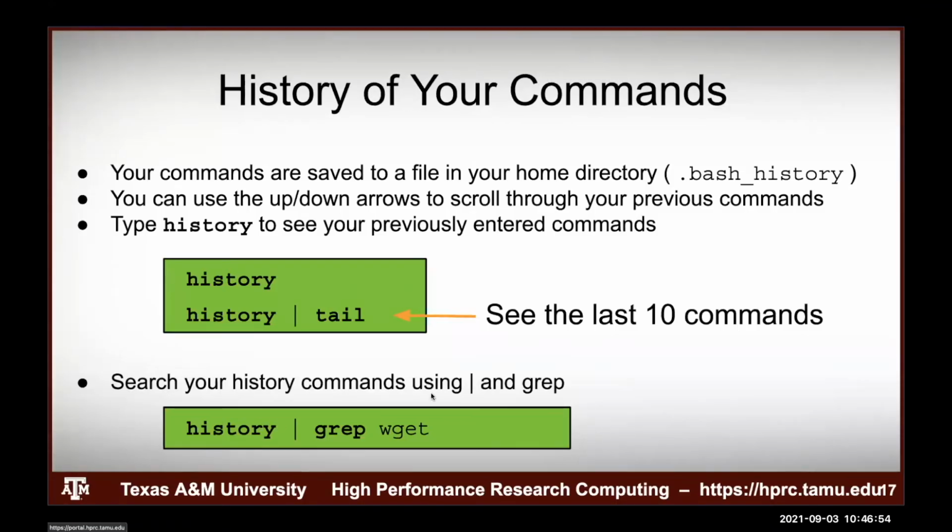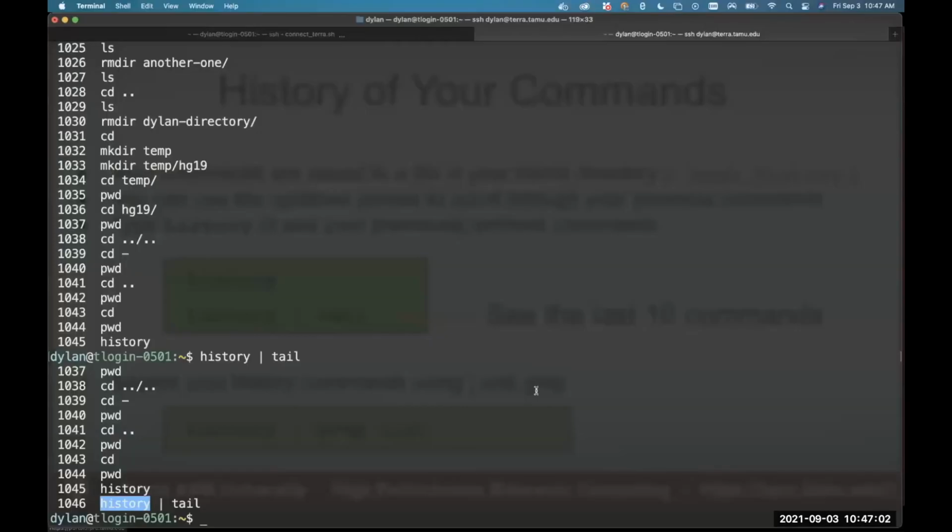Oh, actually, speaking of advanced operators, this is a really good one. You can search your command history using the bar and grep. So grep is a regular expression search. If you're in computer science or you've done any programming, you might be familiar with regular expressions. They can be annoying and hard to work with. In grep, think of regular expressions as a string that you want to search for.